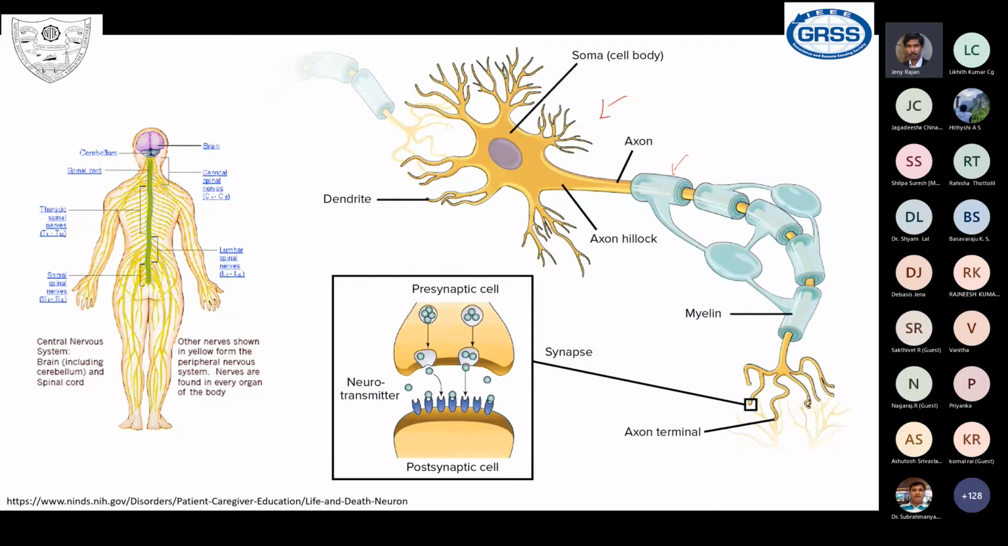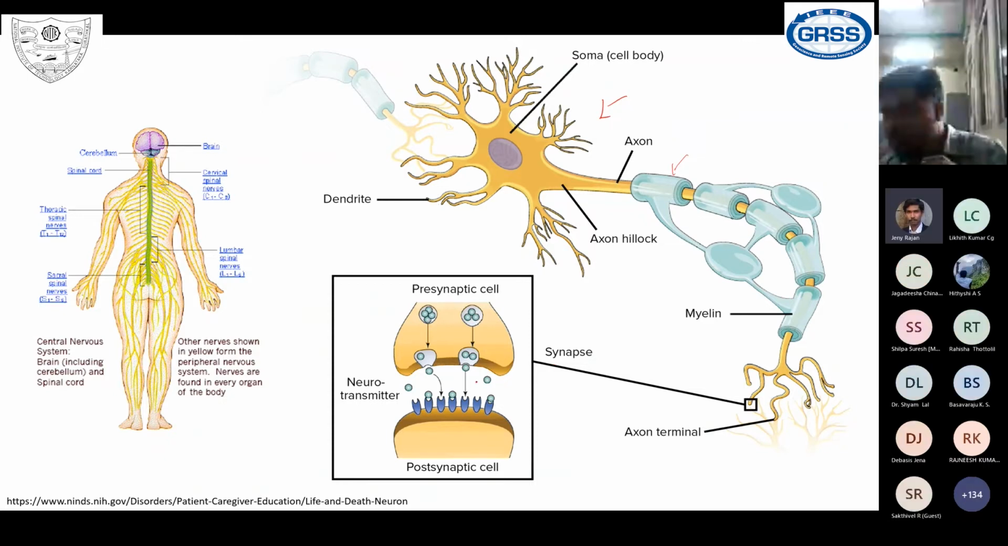And these neurons communicate through the synapse. There is no physical connection between these two neurons. The communication is through something like electrochemical signals. That is how it communicates. There is no physical connection, and this region is called the synapse.